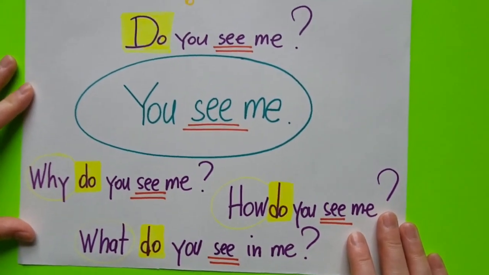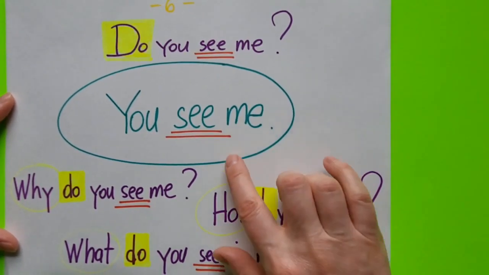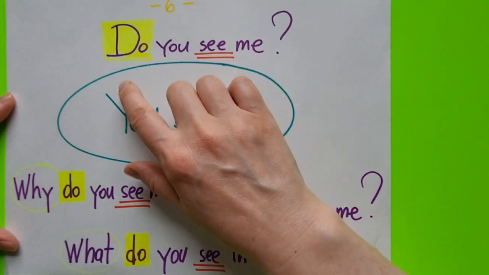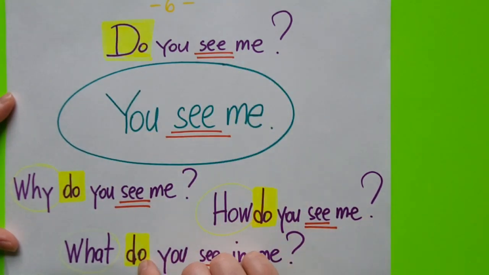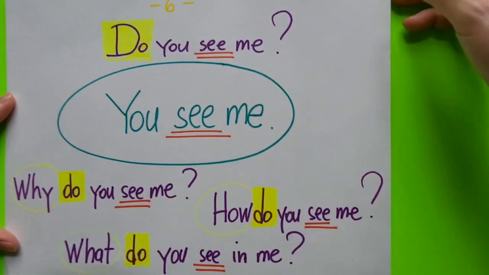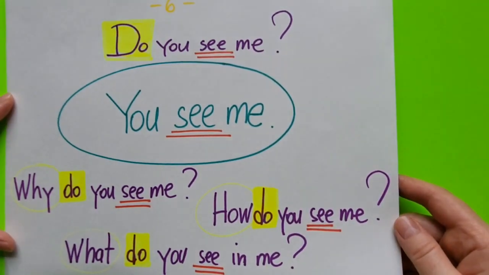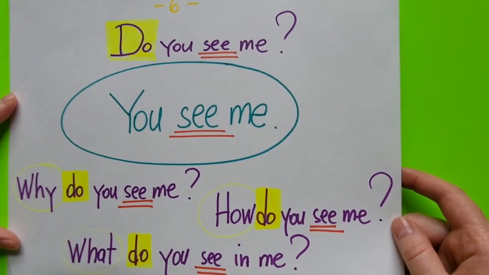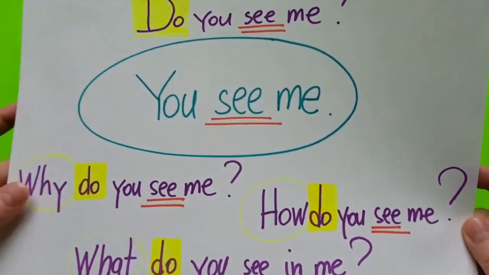Okay, all of the questions made with this main verb have do in them. Do, and that's a helping verb. It helps us ask questions, form questions, make questions.